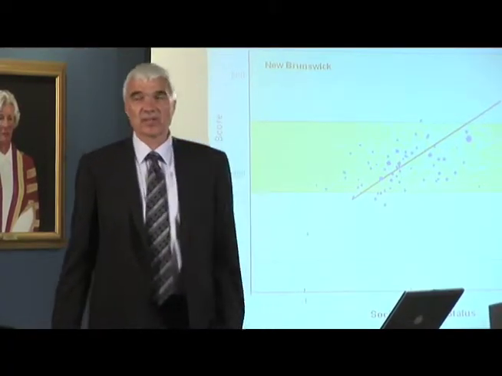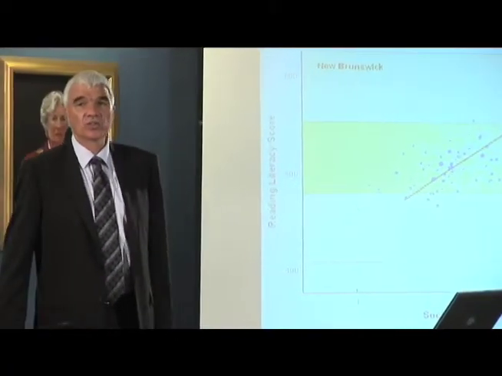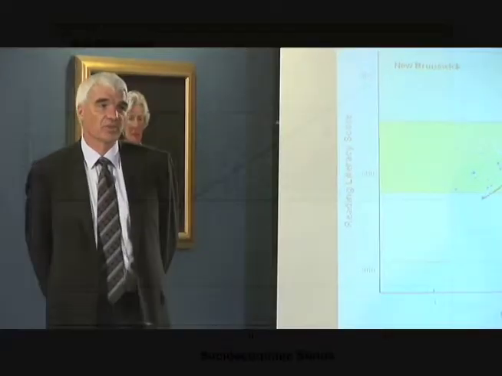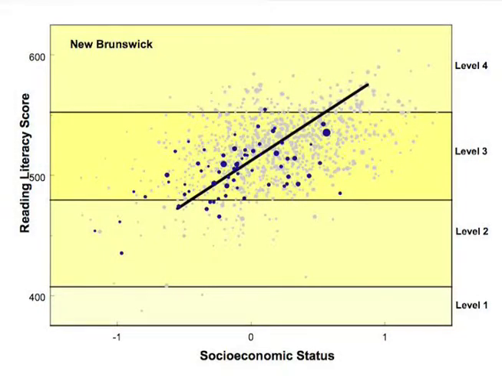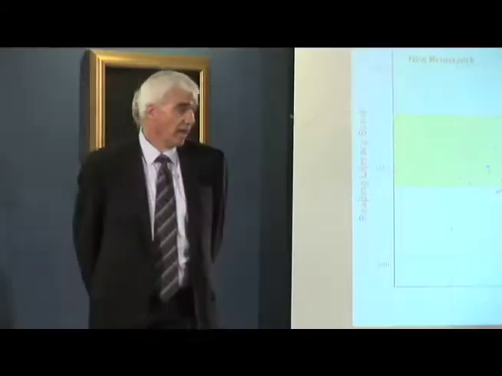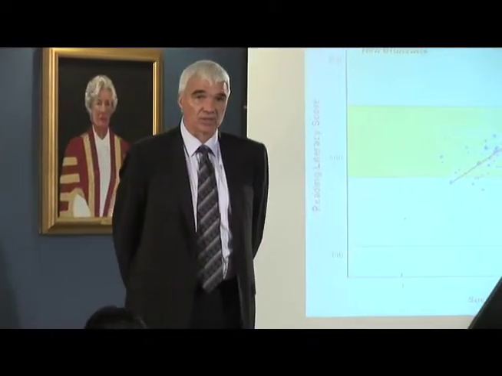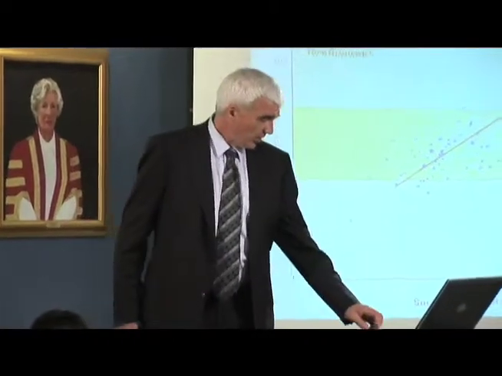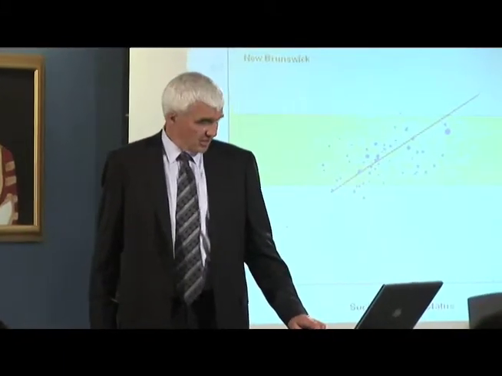And there's good old New Brunswick. New Brunswick had the lowest scores on PISA in the year 2000. You can see it there. We've got a number of schools with very low socioeconomic status, and among the schools of average socioeconomic status, they're not doing as well as they are in some other provinces.